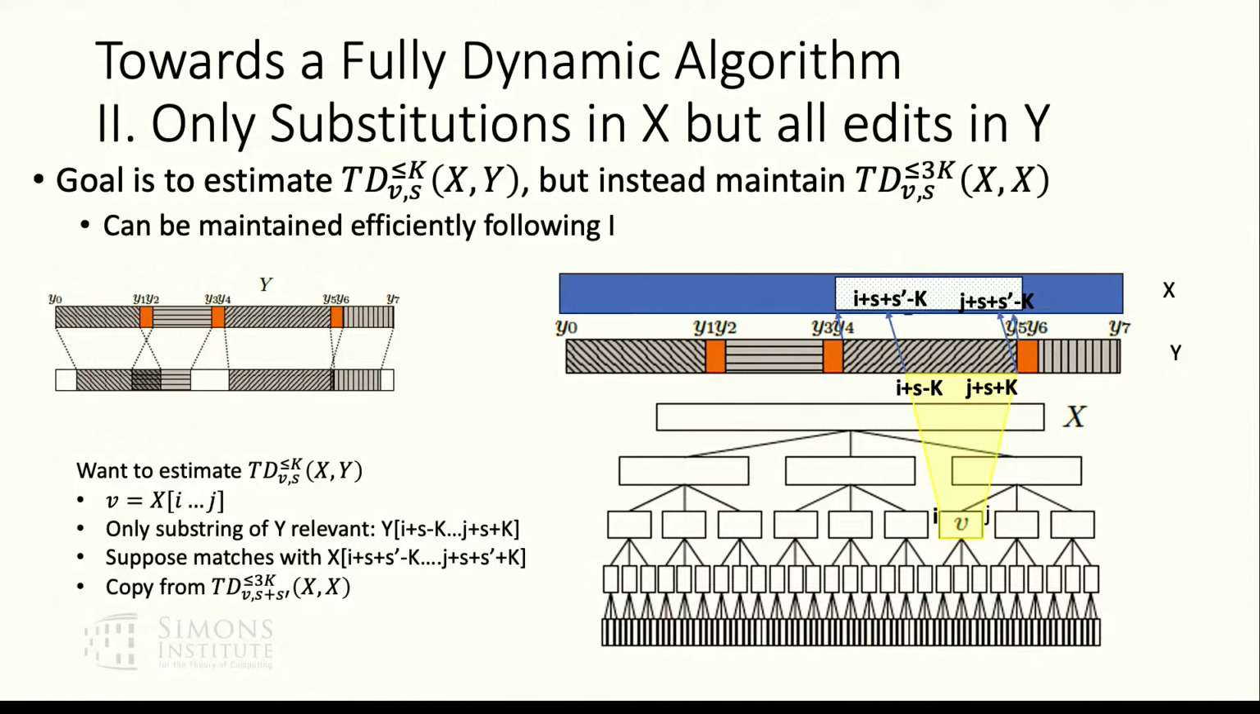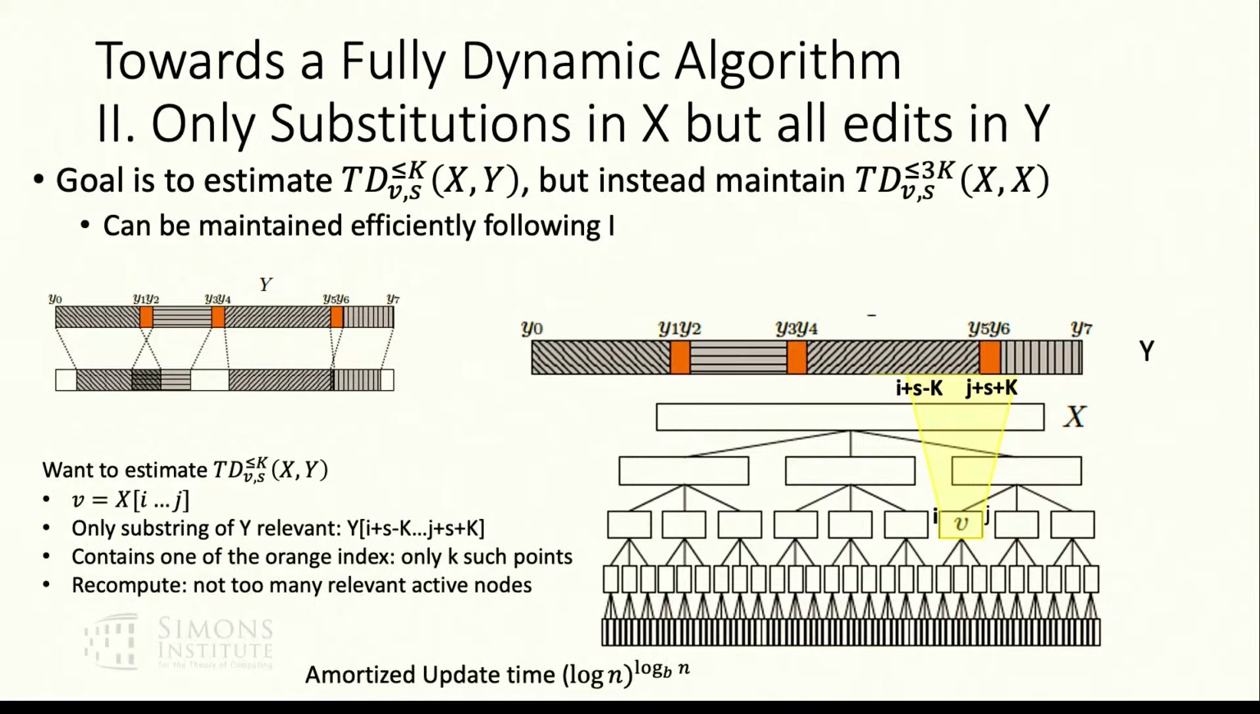And do you know how to maintain this x and x? You know by now. Because only substitutions are happening in x and x. So I told you how to maintain the precision tree dynamically when only substitution happens. So you know how to maintain this. And at this point, you are just copying from that to get an estimate for xy.